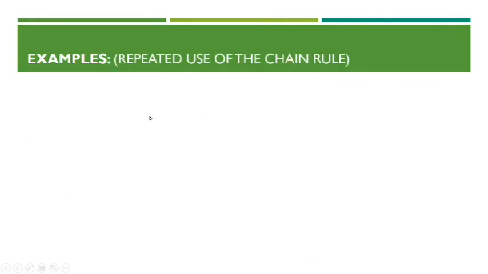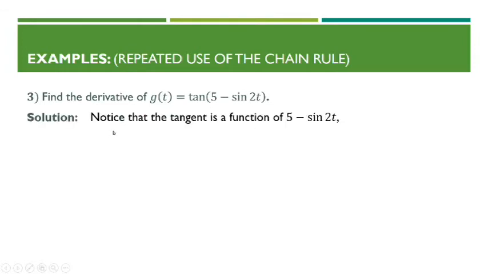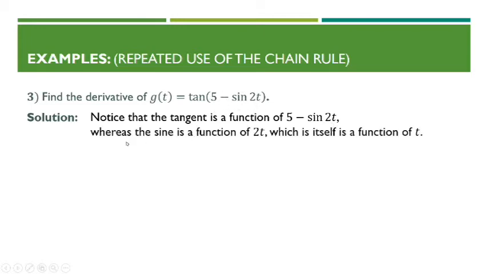Example, repeated use of chain rule. So pwede nating ulit-ulitin yung paggamit ng chain rule depende sa given function. Find the derivative of g of t, given the function g of t equal to tangent of 5 minus sine 2t. Solution: notice that the tangent is a function of 5 minus sine 2t, whereas the sine is a function of 2t, which itself is a function of t. So function within a function within a function.